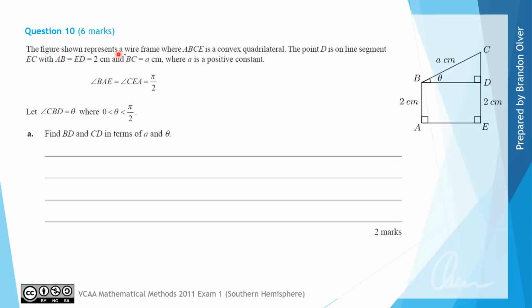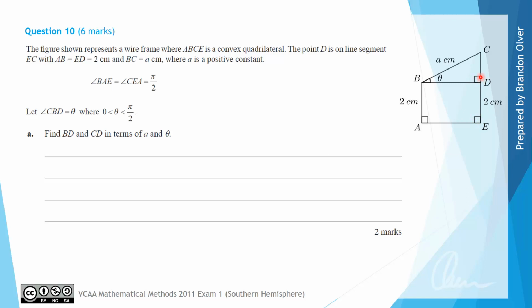So the figure shown represents a wireframe where ABCE is a convex quadrilateral. The point D is on a line segment EC, where AB is equal to ED, which equals 2, and BC equals A centimeters, where A is a positive constant. So all of that has been shown over here in the diagram, and it goes on to say that the angle BAE is equal to the angle CEA, which is equal to pi on 2, which really just says that there's right angles here and here.